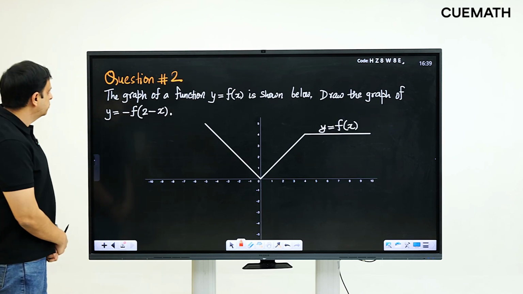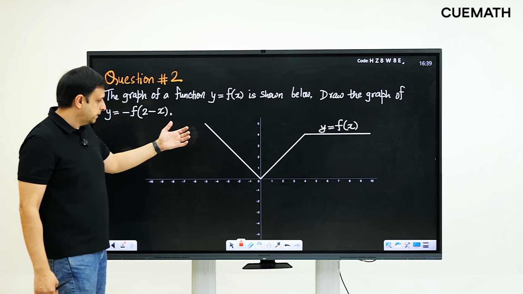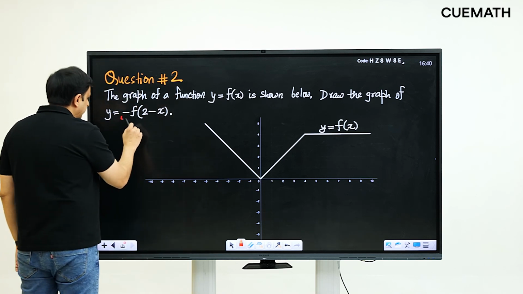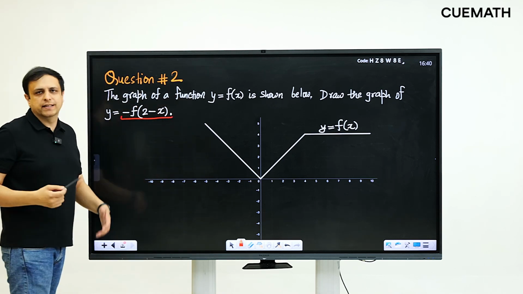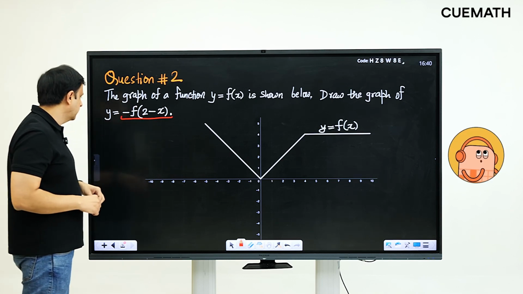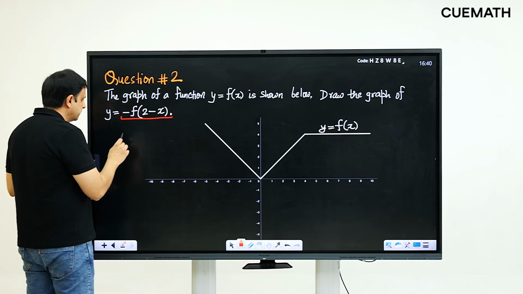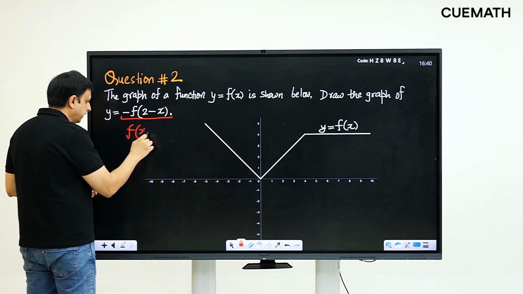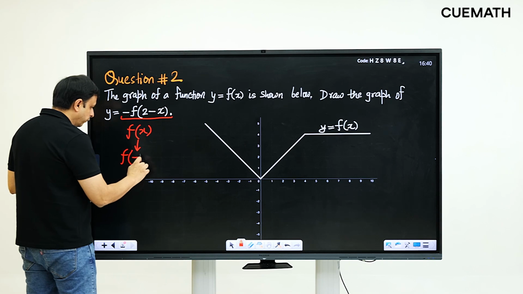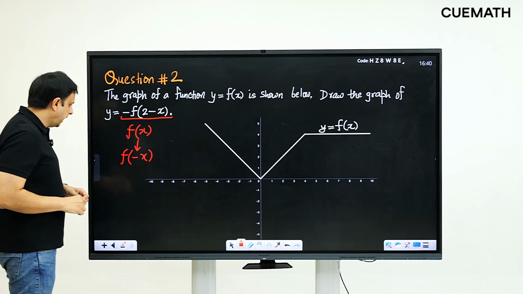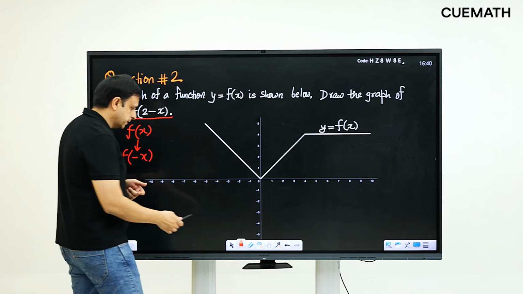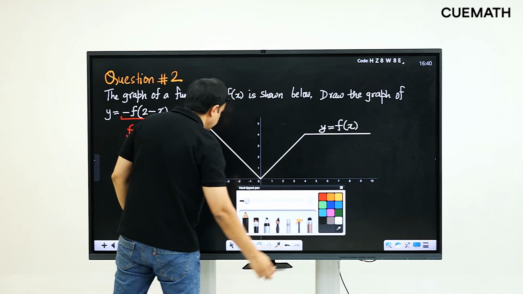And then question number 2, the graph of a function y equal to f of x is shown below. Draw the graph of y equal to minus f of 2 minus x. So this one seems a bit complicated. So let's break it down a little bit. From the graph of f of x, we can first draw the graph of f of minus x, and then we can delay this graph by 2 units, or shift it rightward by 2 units.